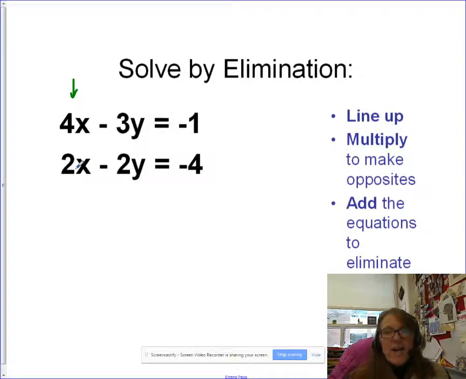I need one of them to be positive and one of them to be negative, and I need them to have the same value. So you've got some options here. I could take the top equation and multiply it by negative 1/2, and then that would make this a negative 2, and then it would wipe out with the positive 2. Although then I'm doing halvesies, and these guys would be fractions.